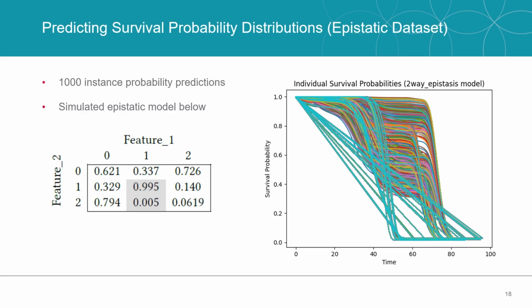Now let's take a look at the prediction of survival probability distributions in action, using one of the epistatic datasets. The survival curve on the right shows the individual instance survival predictions on the 1,000 different instances. Focusing in on a couple feature interactions in this model, when both features had a value of 1, the instance would have a higher survival time in the data, and when feature 1's value was 1, but feature value 2 was 2, it would have had a particularly low survival time. So this figure starts to illustrate how the individual survival curve predictions capture different parts of this underlying epistatic model.